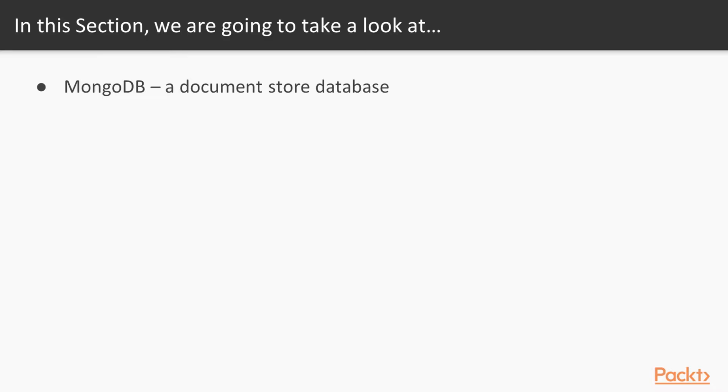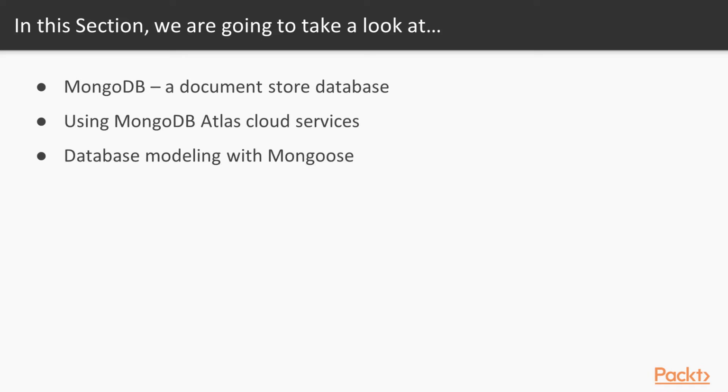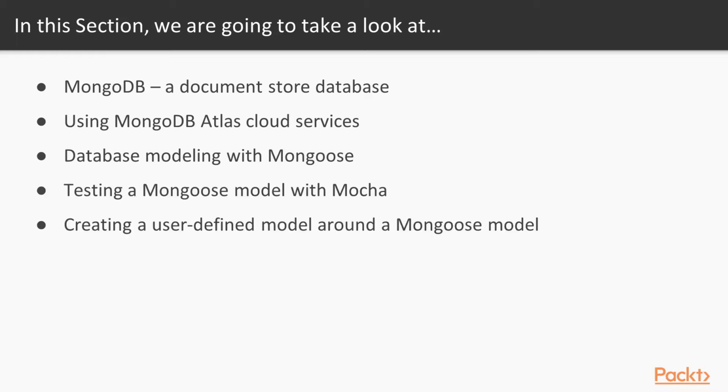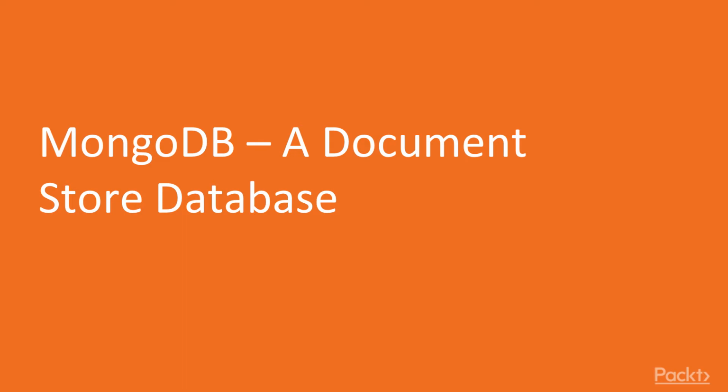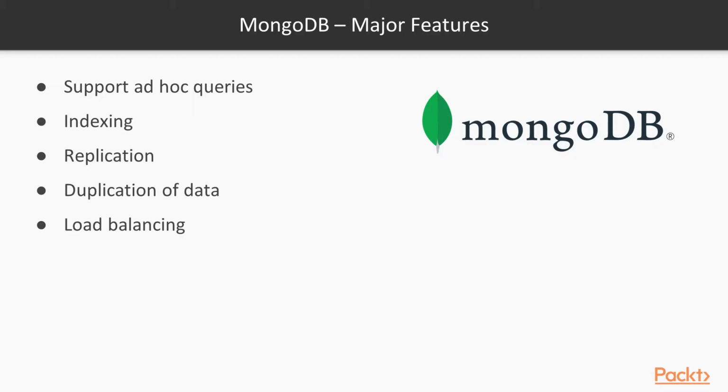We will first connect our API to a local MongoDB using the native database driver. Then, we will connect to the managed database cloud services provided by MongoDB Atlas. Next, we will integrate the object document mapping library that is Mongoose, including modeling our database and testing. But first, let's start with MongoDB.